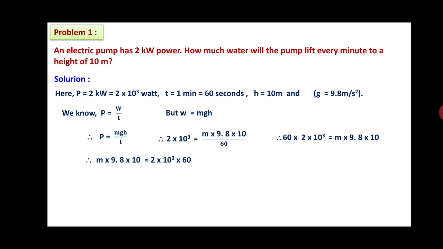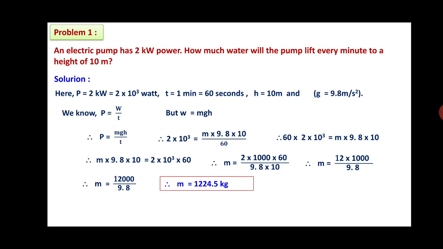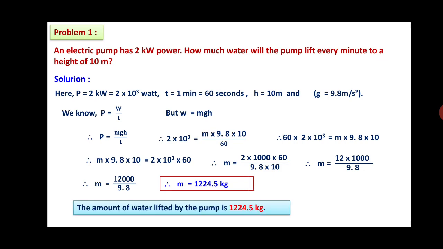It can be written as m into 9.8 into 10 is equal to 2 into 10 to the power 3 into 60. Therefore, m is equal to 2 into 10 to the power 3, means 1000, into 60 upon 9.8 into 10. The 0 in the numerator and denominator get cancelled, and what is left is 6 2s are 12 into 1000 upon 9.8. Therefore, you can write 12,000 upon 9.8, that leads to m is equal to 1224.5 kg. Therefore, the amount of water lifted by the pump is 1224.5 kg. Let us discuss the second problem.